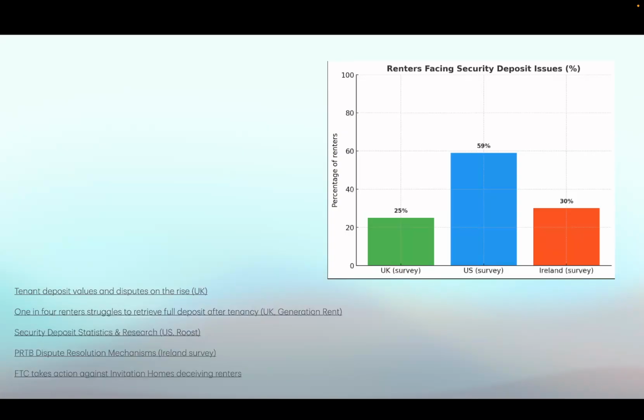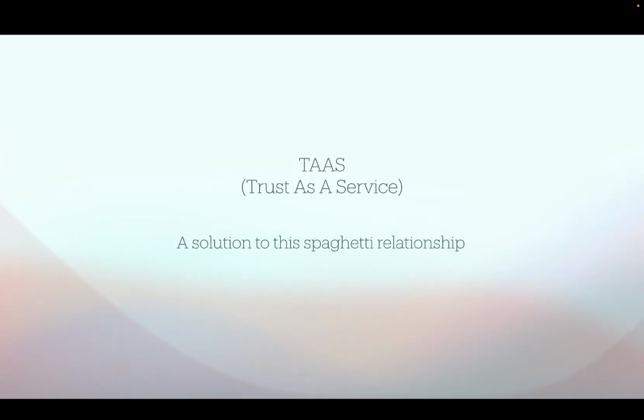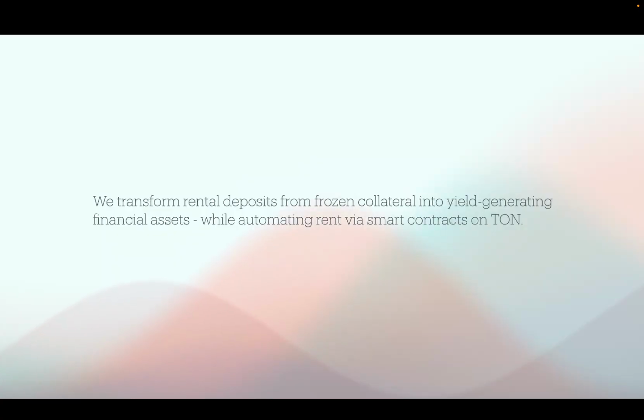Upon seeing various researches and studies, it is found that in the UK alone, there is a 25% possibility that tenants don't get the security money back, and in the USA it is hopping to 59%. So it's a common problem here, and for it we have a solution called Taas, trust as a service, a solution to this spaghetti relationship between the tenant and the landlord.